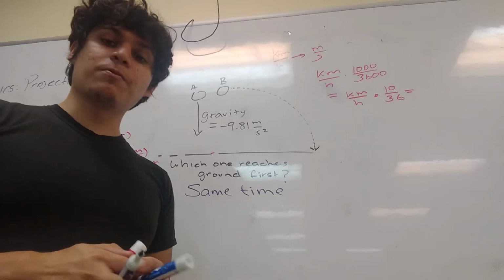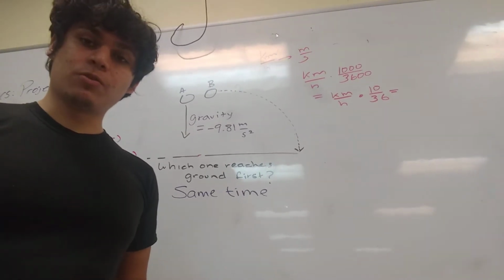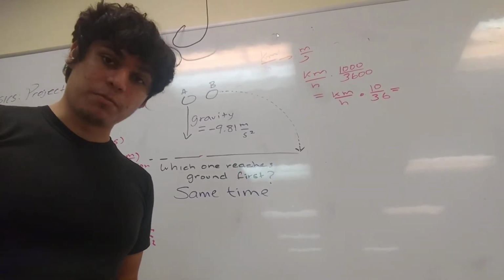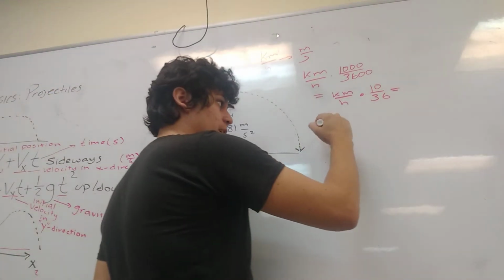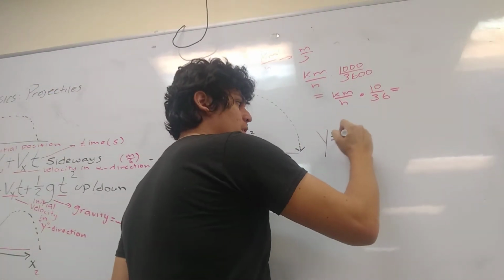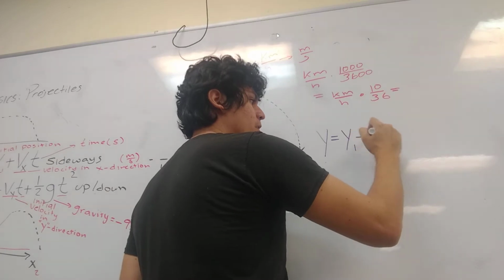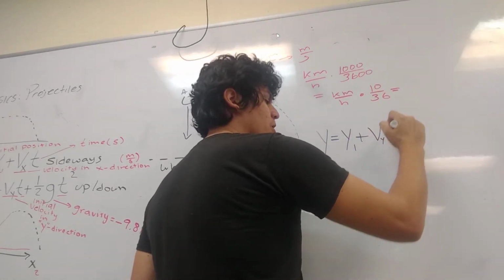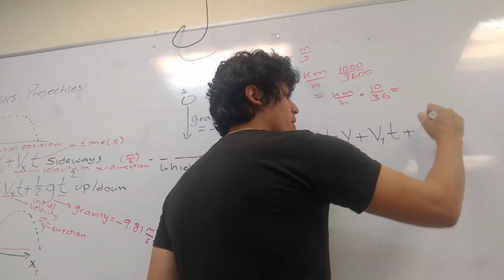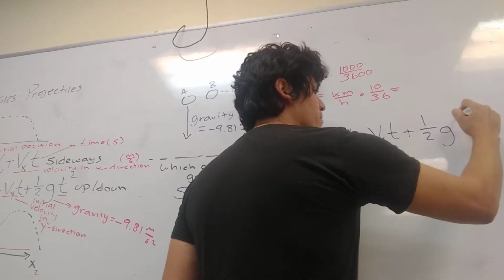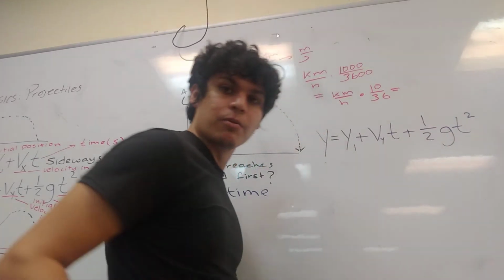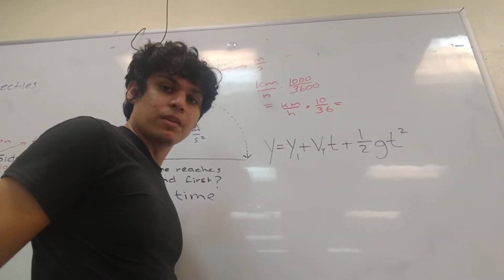We don't have the time for the x formula, we're going to have to use the y formula. Now remember that the y formula goes a little something like this. Y is equal to your initial height plus your initial velocity times the time, plus 1/2 gravity times time squared, right? So then, let's go ahead and look at it.